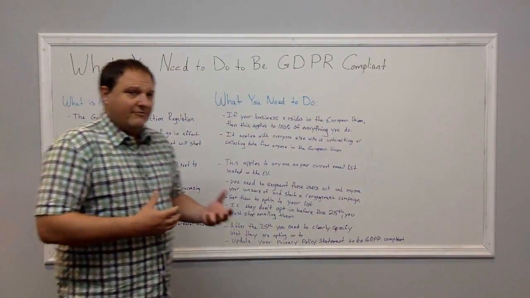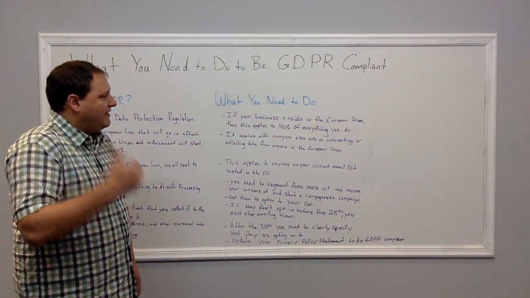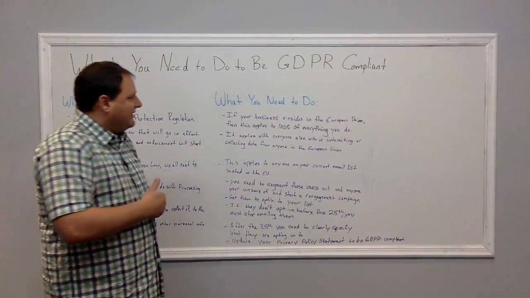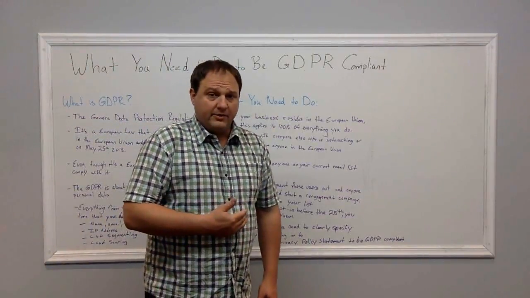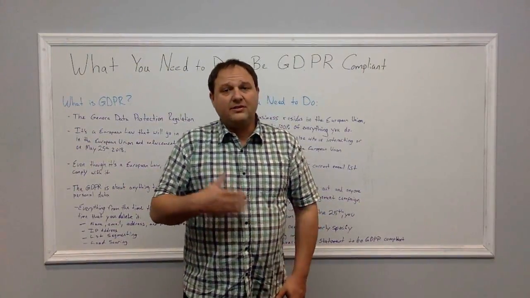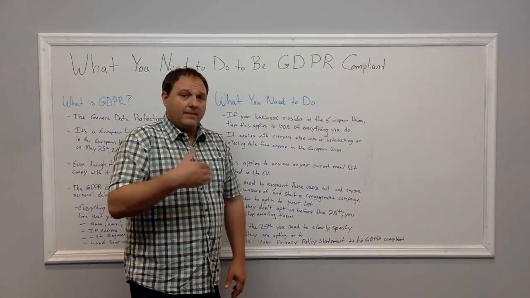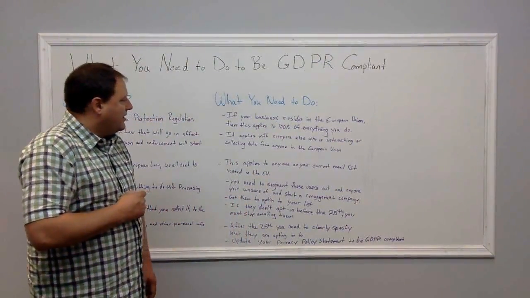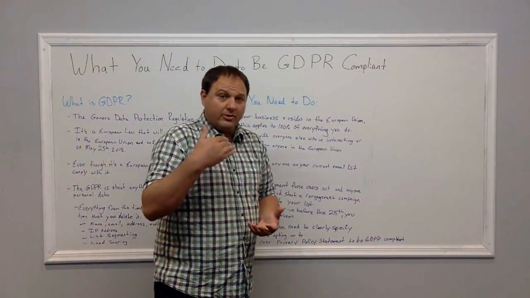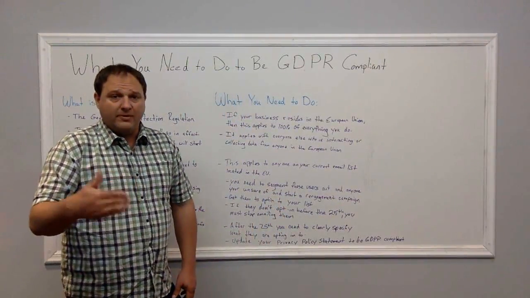If your business does not reside in the European Union, then it applies to everyone who is interacting or collecting data from anyone in the European Union. So even though your business doesn't reside there, you still need to comply with this if you're collecting any sort of data from people in the EU. This also applies to anyone on your current email list that is in the European Union.